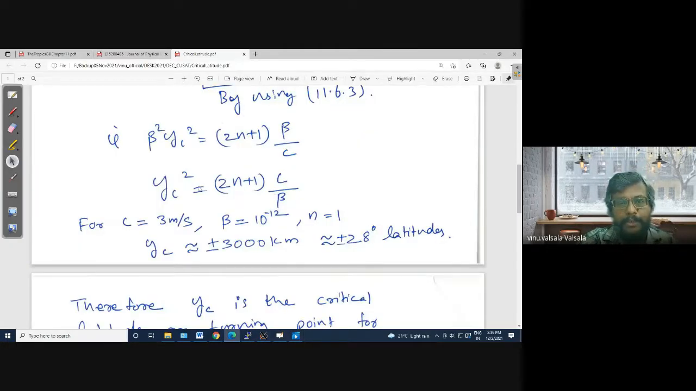So YC square is equal to (2n plus 1) c by beta. That means for a first baroclinic mode, because the speed c, I think by now you know what the speed c means.